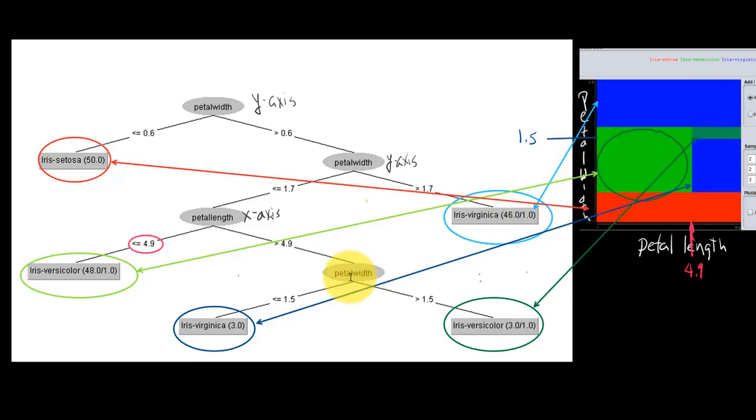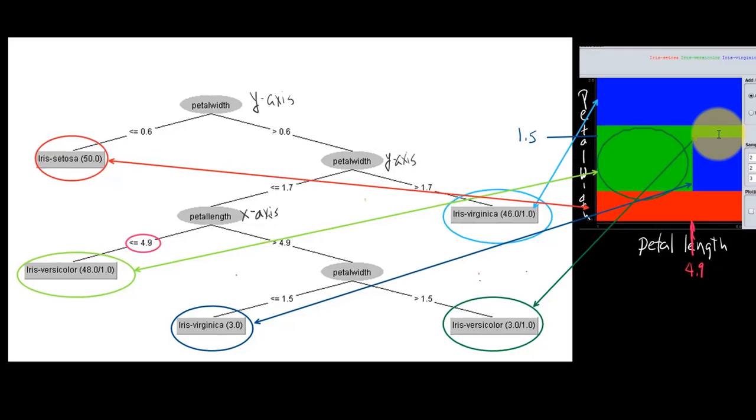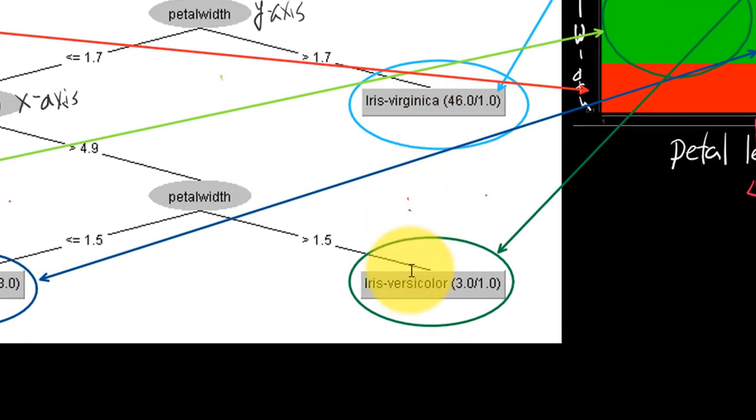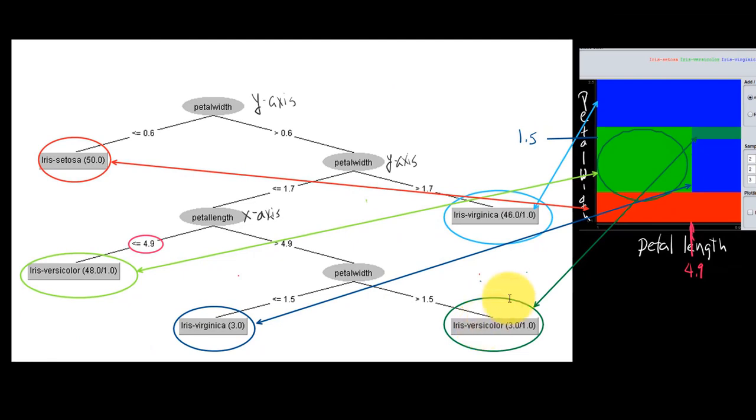So it splits on petal width, and if it's less than 1.5, it's iris virginica, that's the blue, but if it's greater than 1.5, here's 1.5, then it's going to be the green iris virginica. Now, I kind of object to the way that they color this, because this should be just green. It shouldn't be sort of a bluish shade of green, because it's not sort of versicolor, it is versicolor.